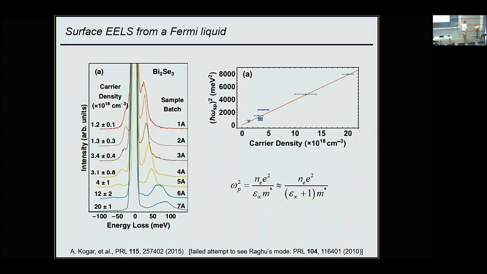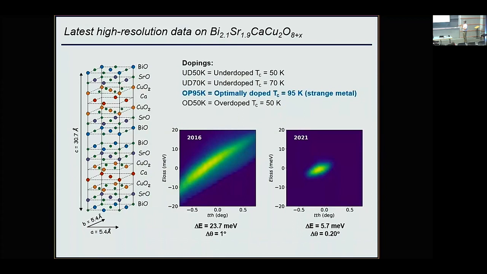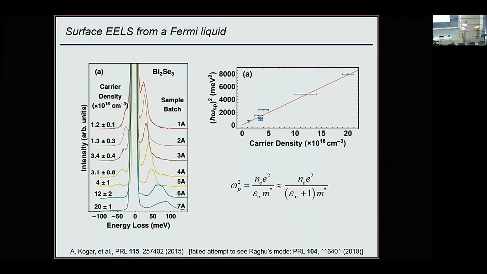If you plot the square of the plasma frequency against the density measured with Hall effect, you get a line. And the line gives you the effective mass and everything works. These are different dopings. They're all small q. If you measure the q dependence of this, it's pretty constant. This is actually a surface plasmon, and it doesn't disperse much. It just sort of broadens as a function of q. I probably should put that on the slide. So it doesn't really disperse, and surface plasmons don't.